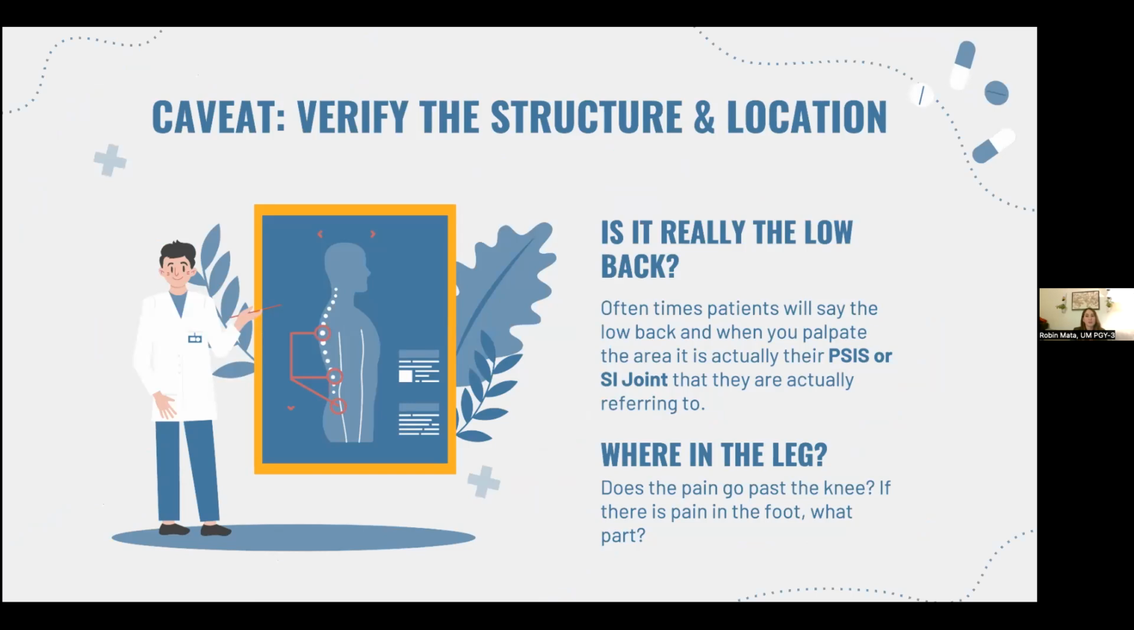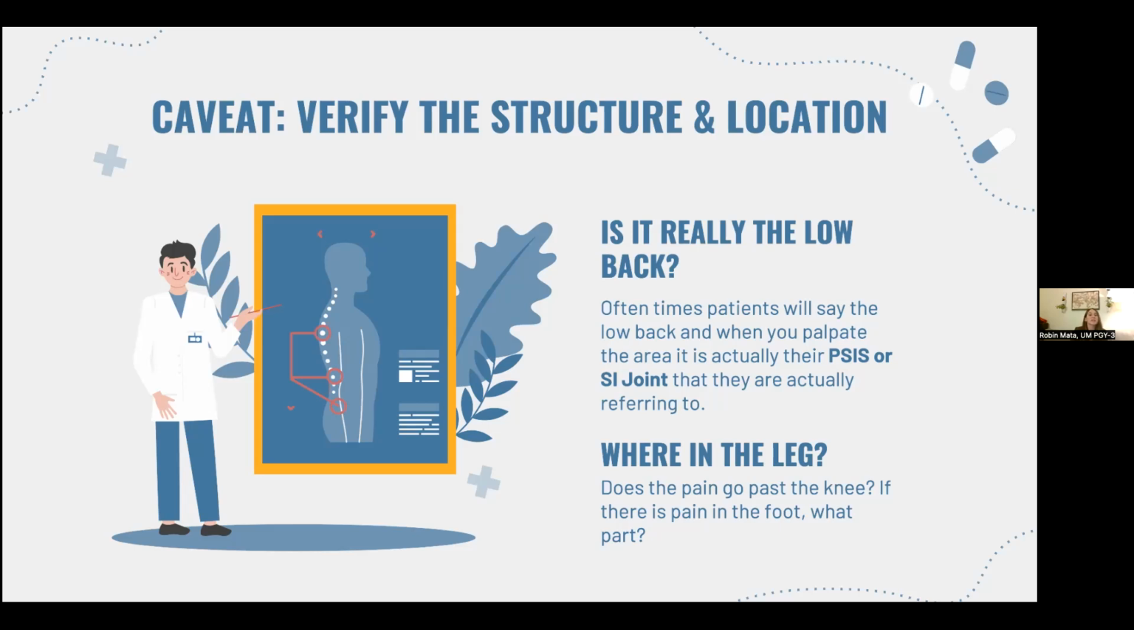I can't tell you how many times people come into clinic and say, oh, my low back is hurting. And then you do an exam and it's not their low back at all. It's their PSIS, it's their SI joint, it's their greater trochanter, it's their glute medius. It's another structure that is not their low back. So have them point with their finger, and then you use your anatomic landmarks to find out if that is actually the structure.